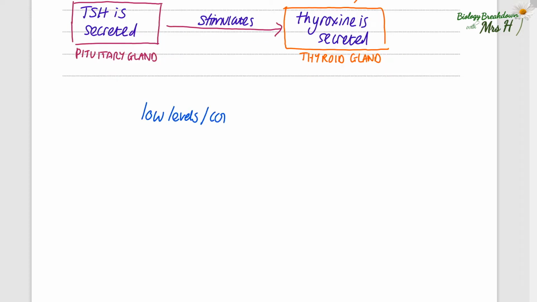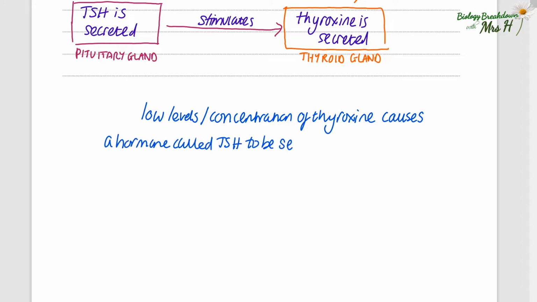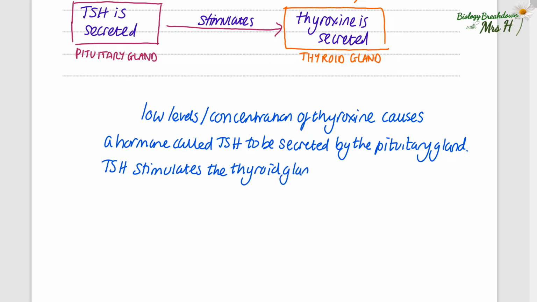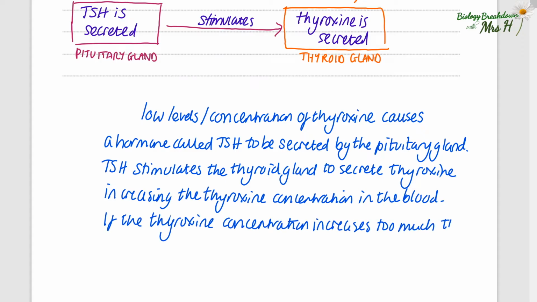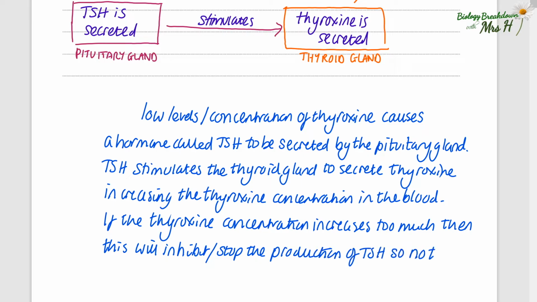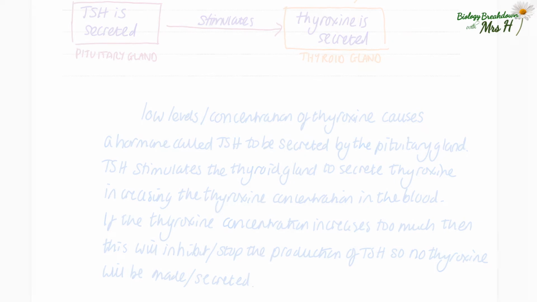Low levels or concentration of thyroxine causes a hormone called TSH to be secreted by the pituitary gland. TSH stimulates the thyroid gland to secrete thyroxine, increasing the thyroxine concentration in the blood. If the thyroxine concentration increases too much, then this will inhibit or stop the production of TSH, so no thyroxine will be made or secreted.